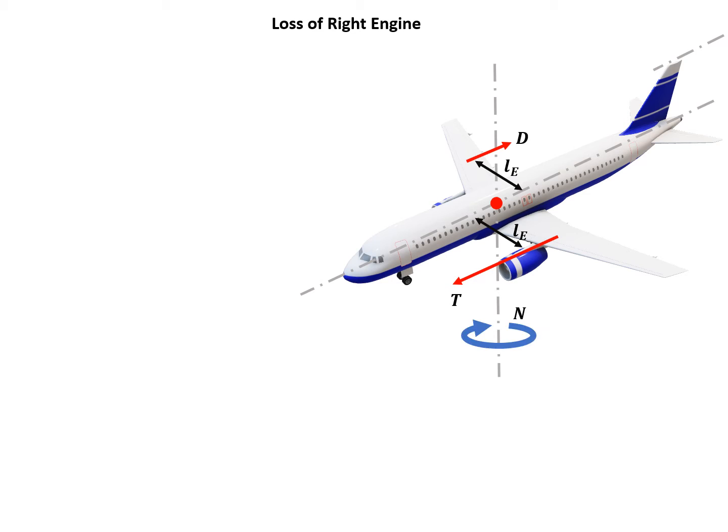So in this case, in total, there will be a positive yawing moment produced, and this yawing moment will lead the aircraft to have a nose right condition. Because of the loss of the right engine, there will be a nose right yawing moment. And how do we correct this? If you're a pilot, you need to correct this, otherwise the aircraft won't track the right heading.